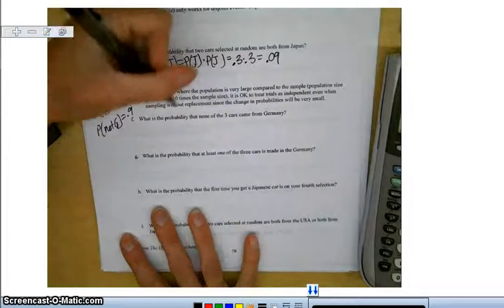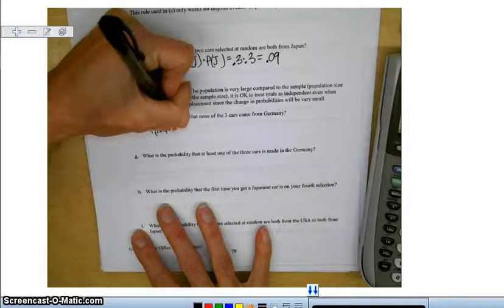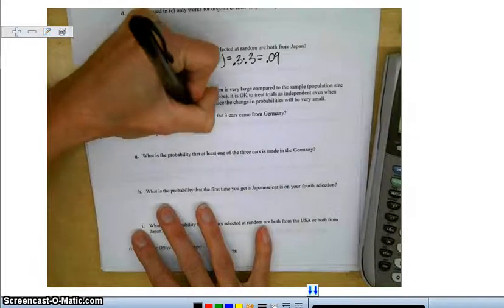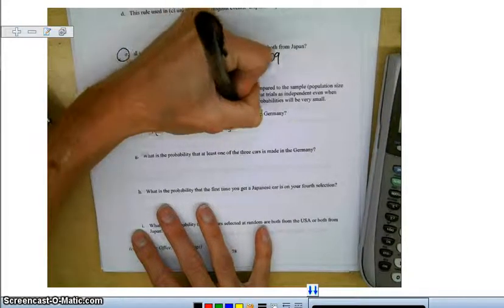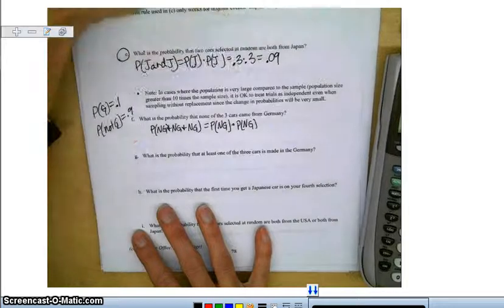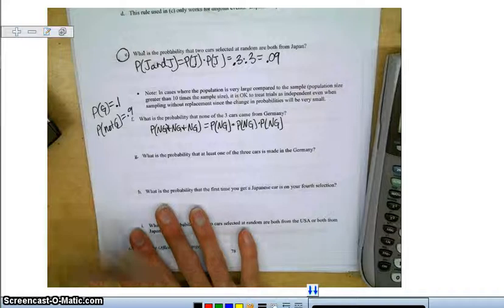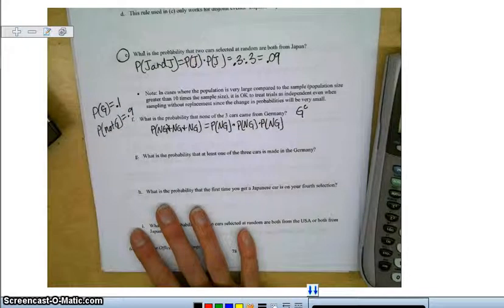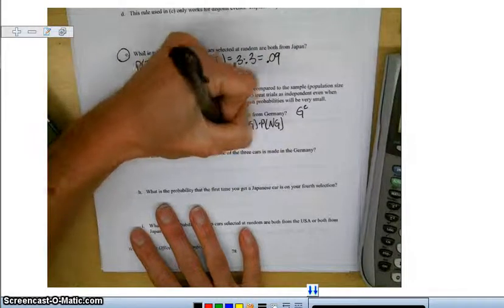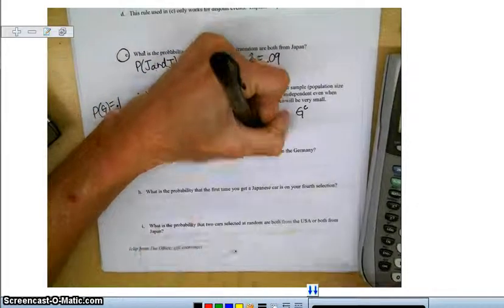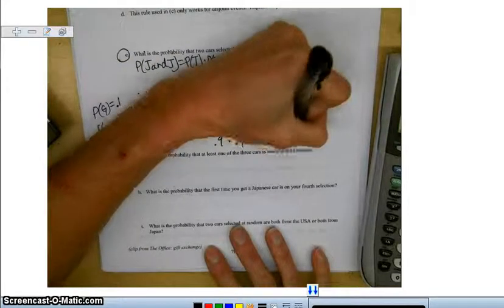So we can think of this as the probability that the first car is not from Germany, and the second car is not from Germany, and the third car is not from Germany. So that would be the probability of not from Germany times the probability of the second one not being from Germany times the probability of the third one not being from Germany. And you could also call this G complement. Okay, so that would be 0.9 times 0.9 times 0.9, and that would be 0.729.